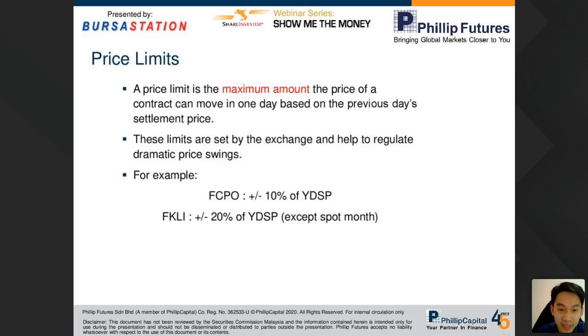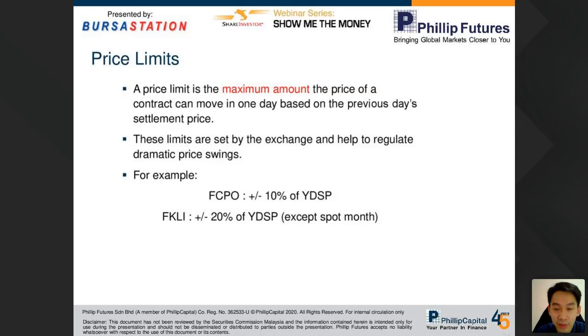This is to prevent a sudden price drop or sudden price rise which creates huge losses for the trader. So in this case, FCPO is plus minus 10% of YDSP. YDSP means yesterday's daily settlement price.